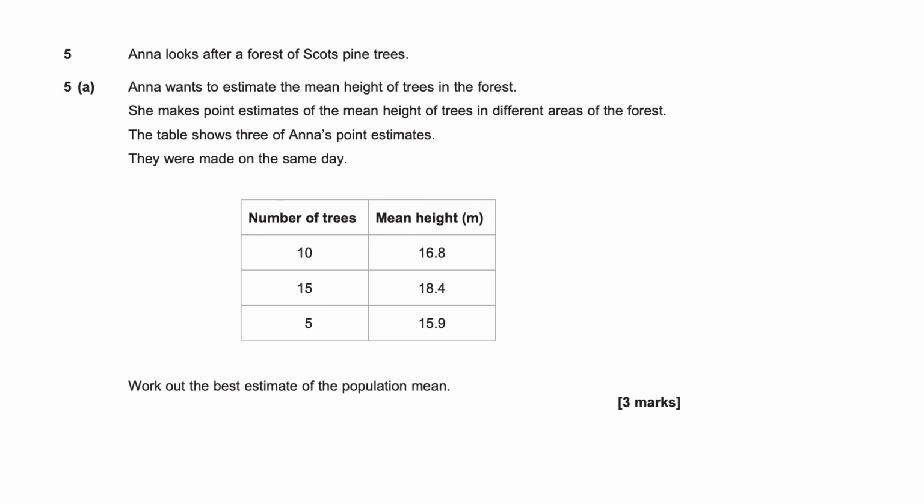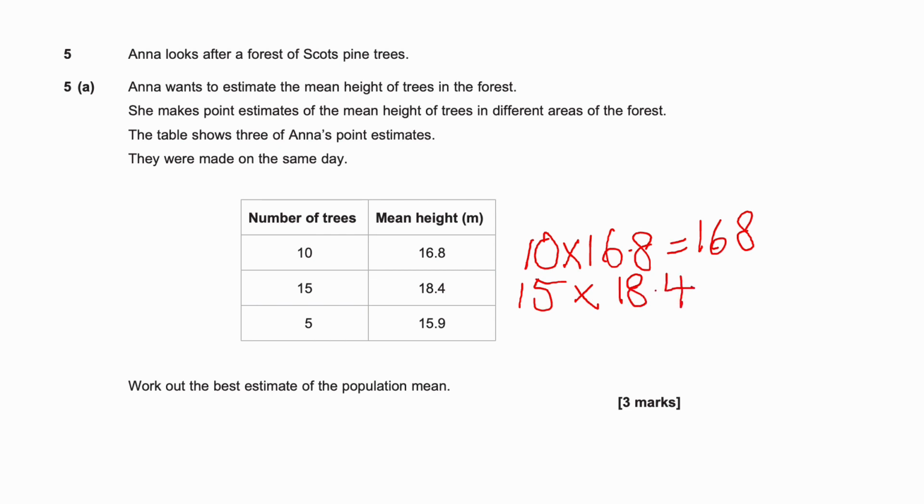So the way we're going to do this is multiply. If we've got 10 trees with a mean height of 16.8, then the total of all those trees would be 10 times 16.8, or 168. And 15 trees with a mean height of 18.4. So we'll do 15 times 18.4 to give us the total height of those trees, and that gives us 276. You can put this in your calculator. And similarly for the last one, 5 times 15.9, and that gives us 79.5.